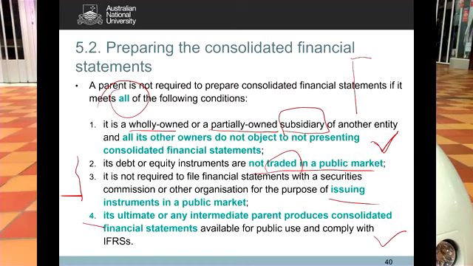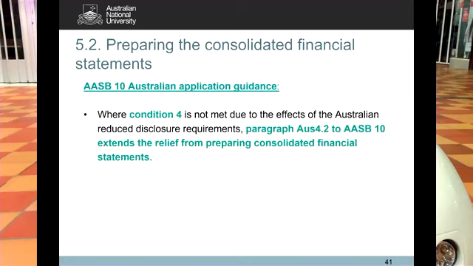And condition 4 could be exempted in some circumstances. If condition 4 is not met due to the effect of Australia's reduced disclosure regime requirement, that is, the parent is not a reporting entity and the parent doesn't need to prepare the consolidated financial statements, in that case, you are also fine without preparing the consolidated financial statements. Because what does condition 4 say? Condition 4 says your parents need to prepare consolidated financial statements. Then you are exempted from preparing.